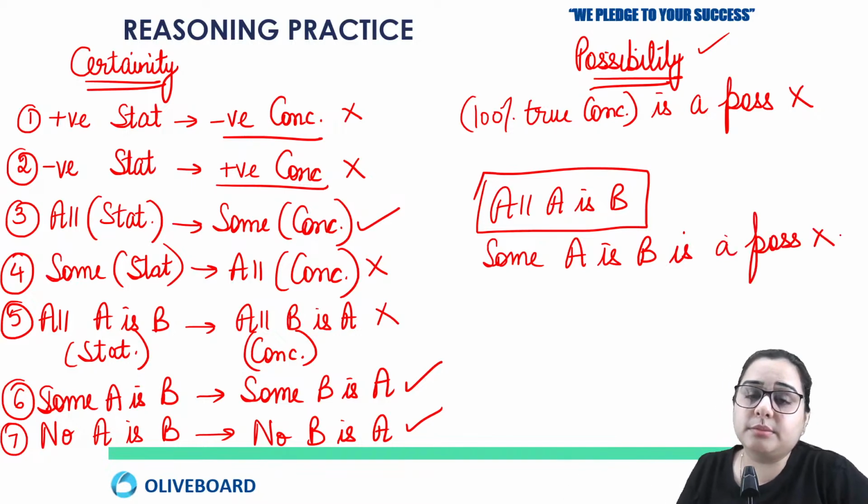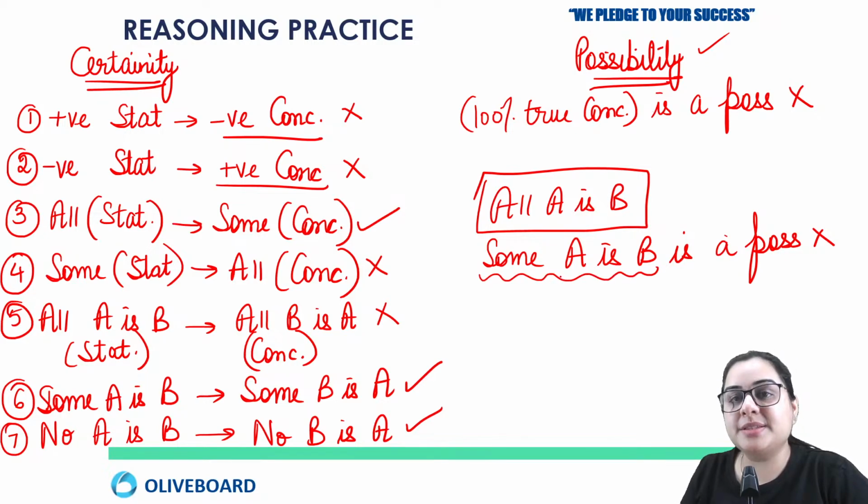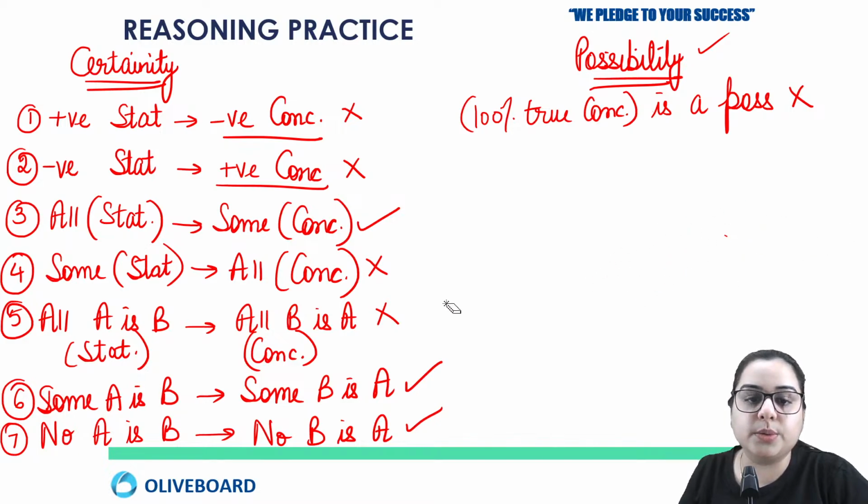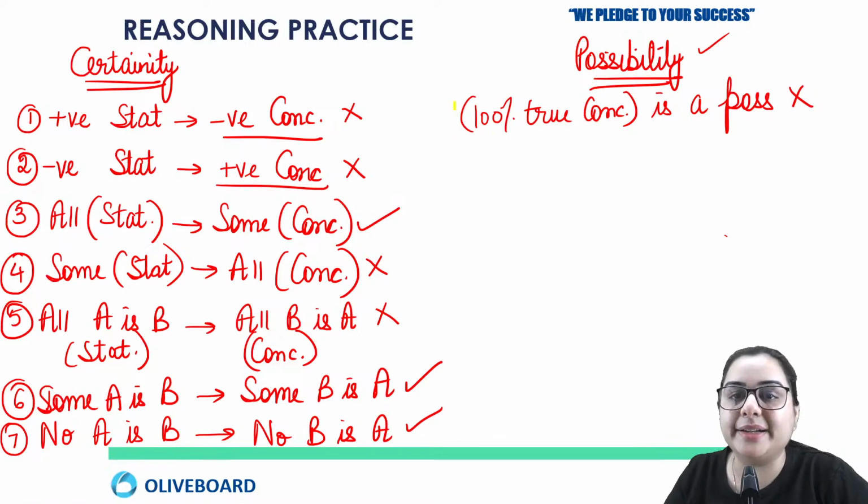that will be wrong, because from all A is B, some A is B is certainly true. And if some A is B is certainly true, that is not doubtful, so it is not merely possible. Okay, so that's the reason that a 100% true conclusion in a possibility will be wrong. This is the point where you people make mistakes. I'm just going to highlight this point.